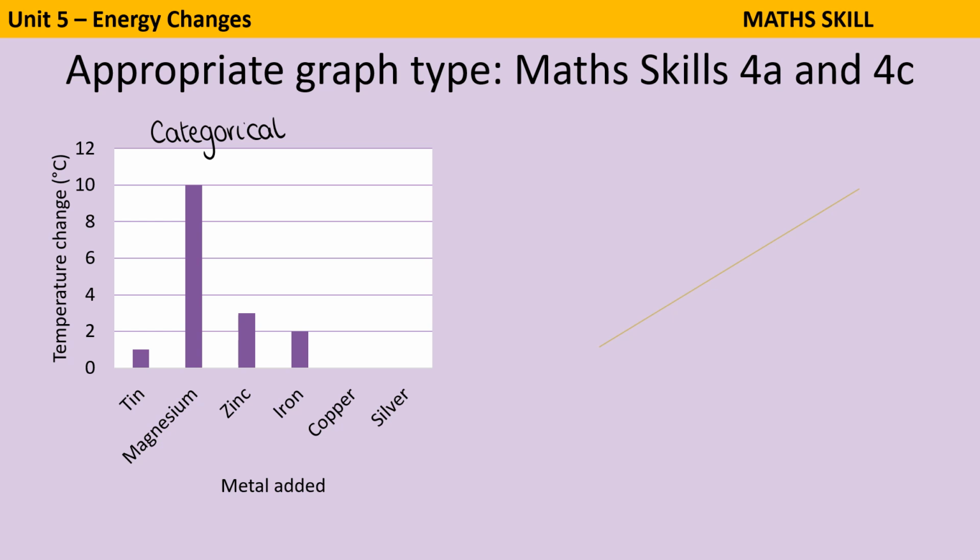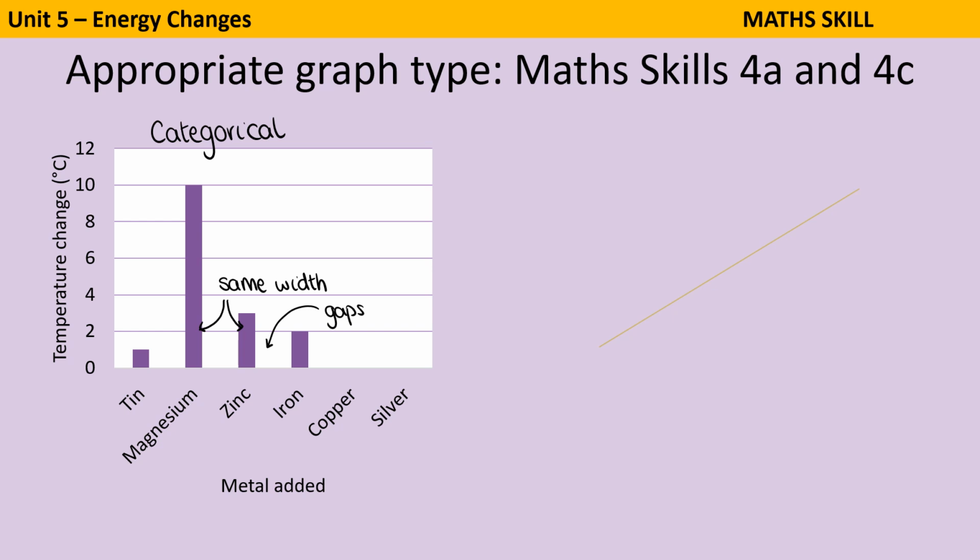When I'm thinking about drawing that bar chart, I obviously want to be drawing it with a ruler, and I want to make sure that my bars are the same width. I also want to make sure that there are gaps between the bars, and this is because those different data points are completely independent of each other.